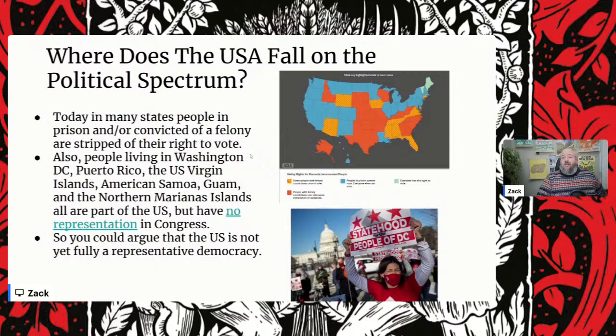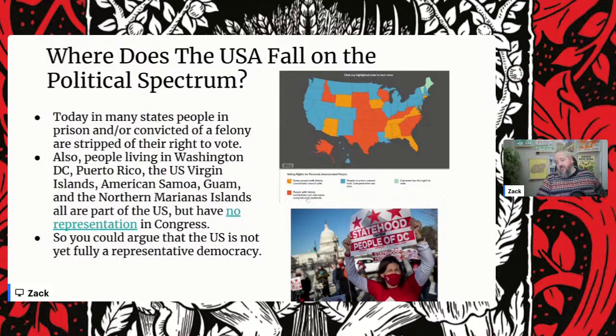However, so we're continuing on with where does the USA fall on the political spectrum? Today in many states, people in prison and or who have been convicted of a felony are stripped of their right to vote. And this could be for their entire life. It depends on the state what the rules are. We have over here on the right a graphic that breaks it down.